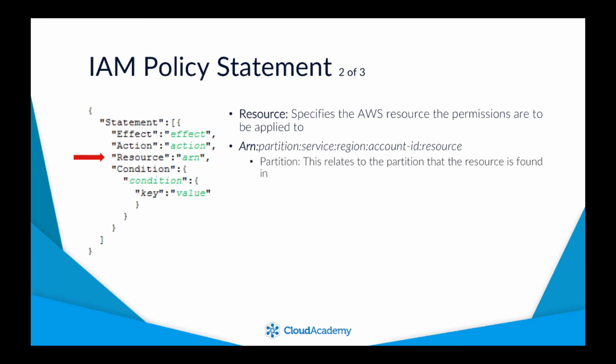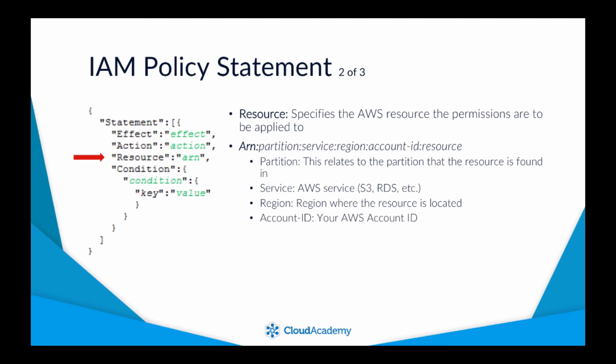Partition. This relates to the partition that the resources is found in. For standard AWS regions, this section would be AWS. Service. This reflects the specific AWS service, for example S3 or EC2. Region. This is the region where the resource is located. Now remember, some services do not need a region specified, so this can sometimes be left blank in those circumstances. Account ID. This is your AWS account ID without hyphens. Again, there are some services that do not need this information, and so it can be left blank.